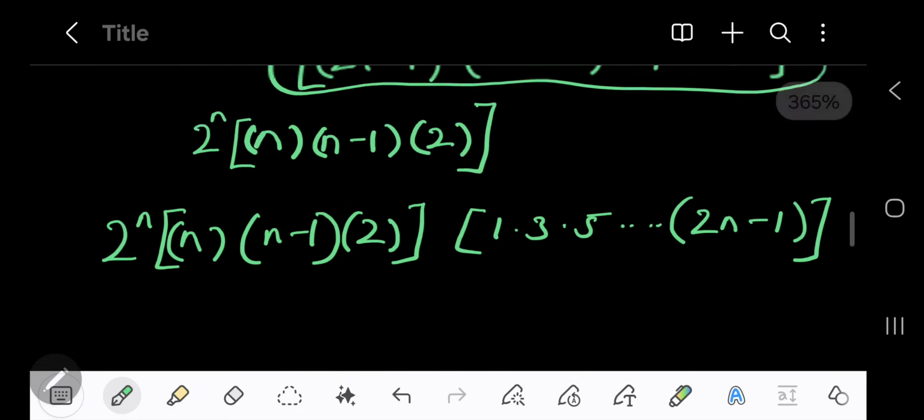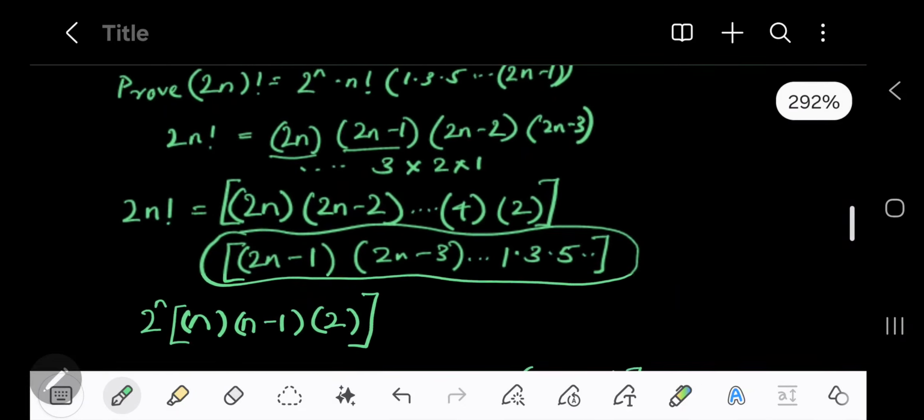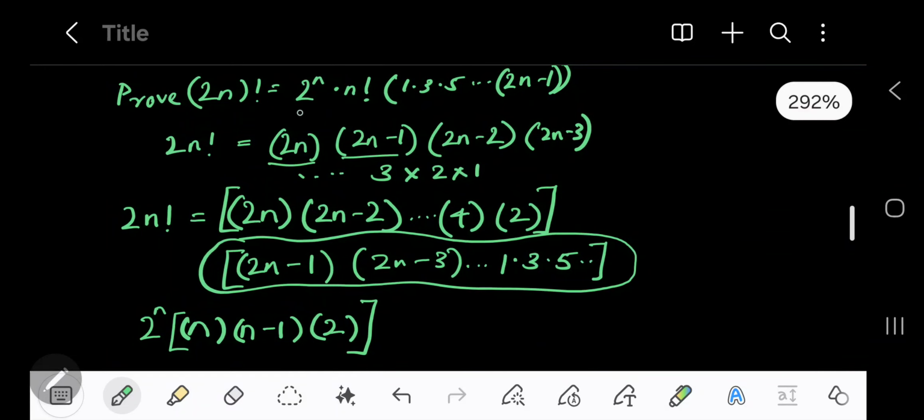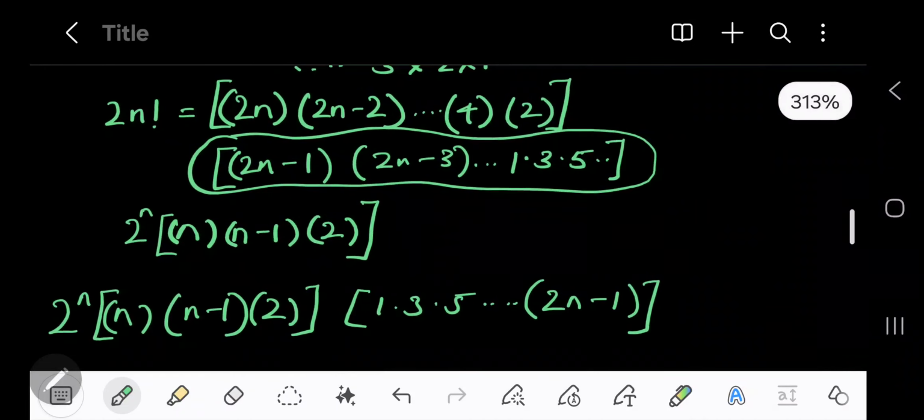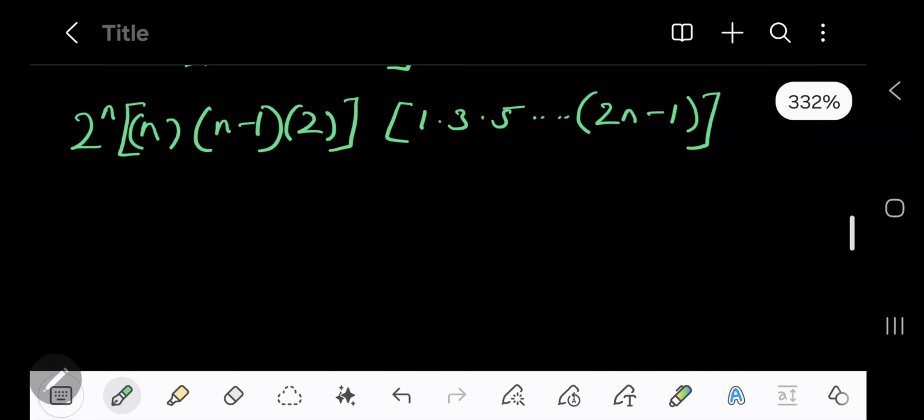So we have to prove that (2n)! equals this. You can see here that n times n minus 1 all the way till 2, 1, that is basically n factorial, right, inside the bracket. So over here we can rewrite the final answer.